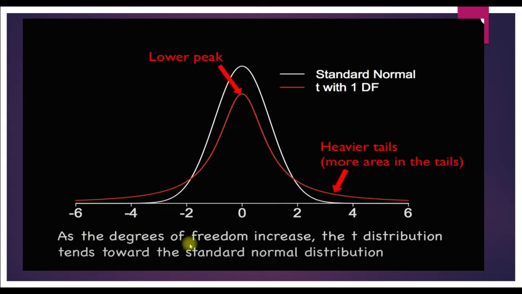As the degrees of freedom increase, or sabihin natin yung degrees of freedom from the sample size increase, the t-distribution tends toward the standard normal distribution. Yung sample size natin ay tumataas, nag-increase. Ibig sabihin, yung ating t-distribution ay magiging mas identical siya sa normal distribution.